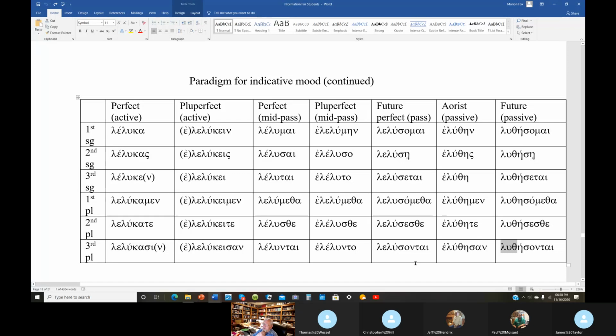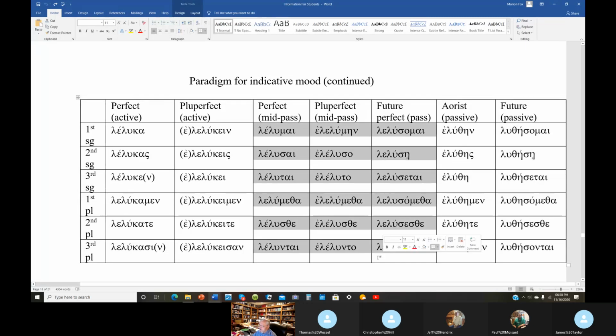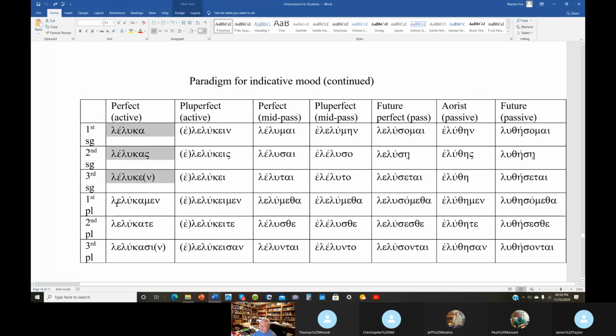I think these paradigm charts now are set up so we can use them and see the ones that go together. These go together, put them side by side. These three go together. And these two right here go together, okay?